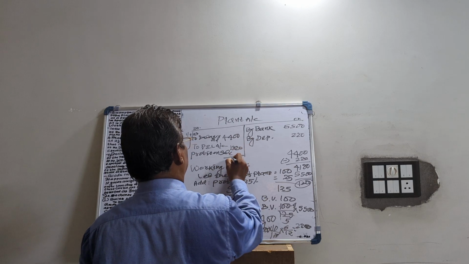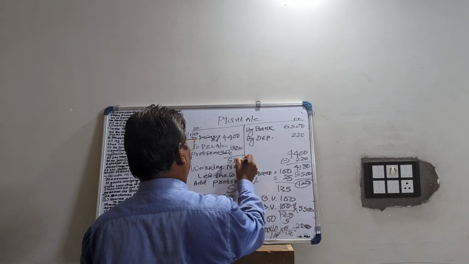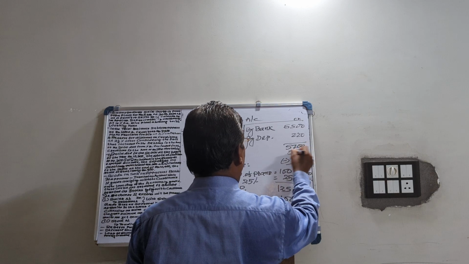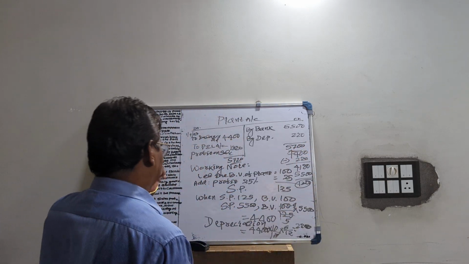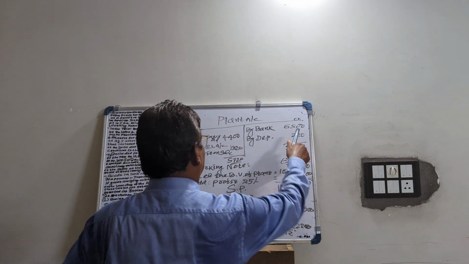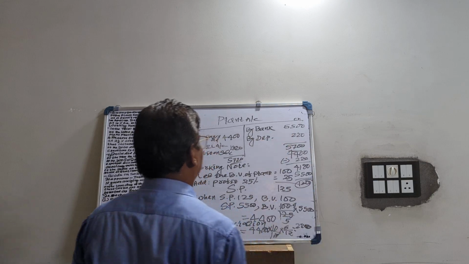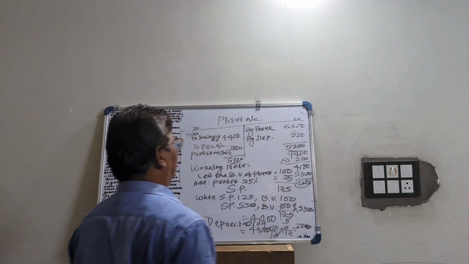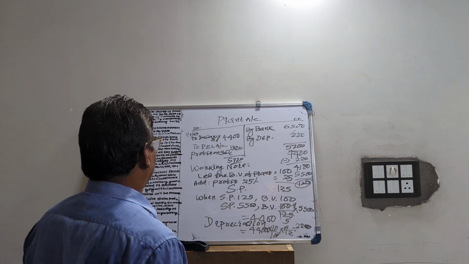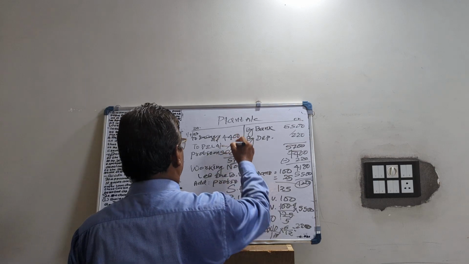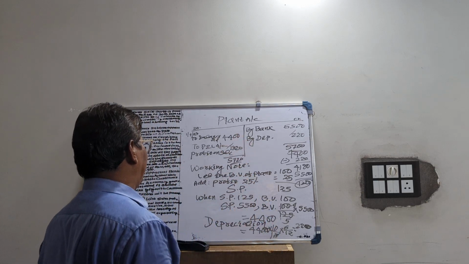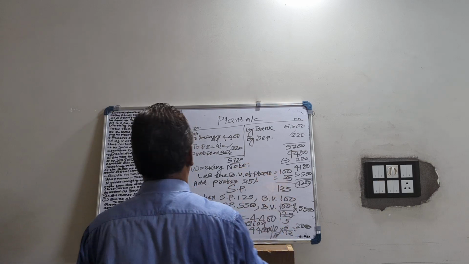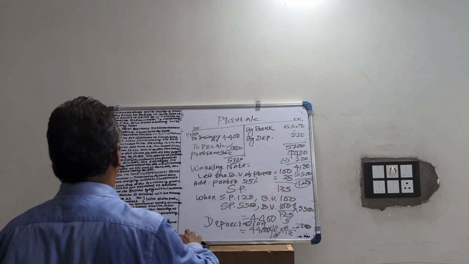So total comes to 5,720 on both sides. 5,720. Then here what will we do? In the balance sheet, asset bank, we will write 5,500. So depreciation will be charged on the debit side of profit and loss account. Then there is profit. It will be shown on the credit side of profit and loss account by profit on sale of asset. This is all about the adjustments.